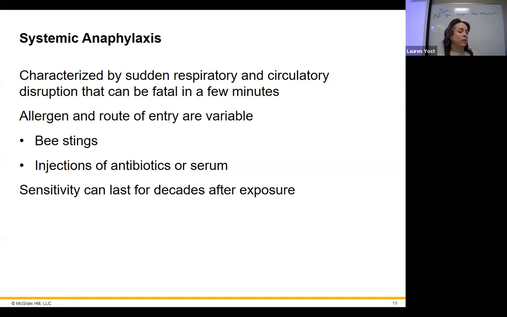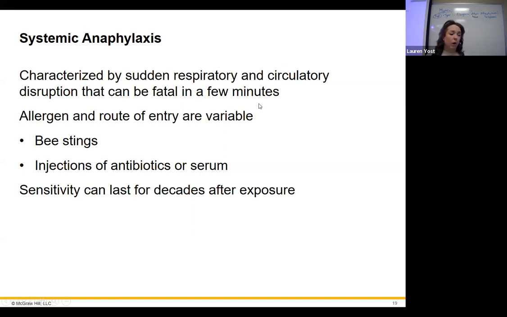All right, so systemic anaphylaxis, like we're saying, atopic is local, and this is systemic. So we're having effects all over the entire body with anaphylactic shock. Usually it's going to be related to injectants, but it's not always. So bee stings and injections of antibiotics or serum, depending, are the most likely causes of this sort of thing.